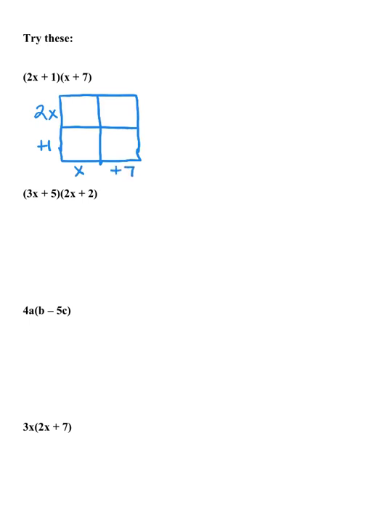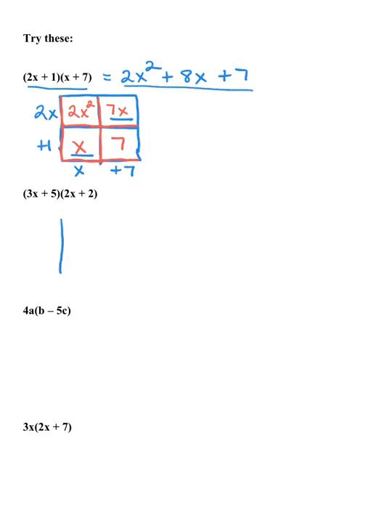Finding the area of each square, I've got 2x times x, which is 2x squared. 2x times 7, which is 7x. 1 times x, which is x, and 1 times 7, which is 7. 2x plus 1 times x plus 7 is equal to 2x squared plus 8x, I'm getting that from adding this square and this square together, plus 7. The area as a product is equal to the area as a sum.